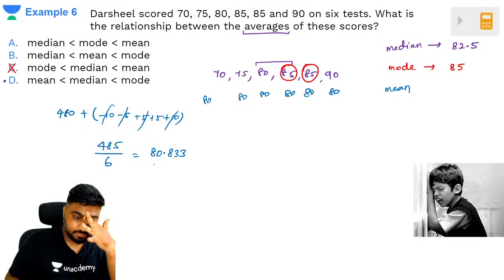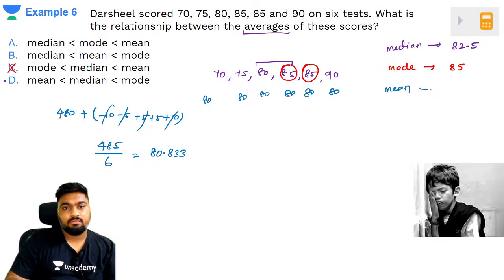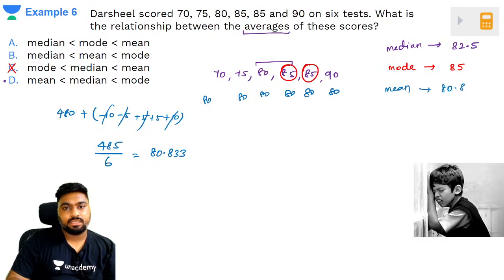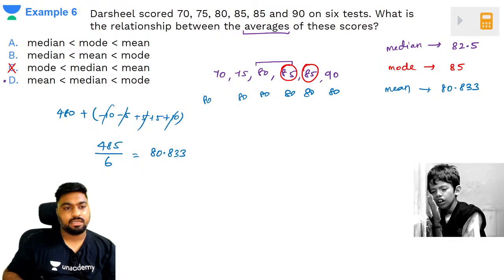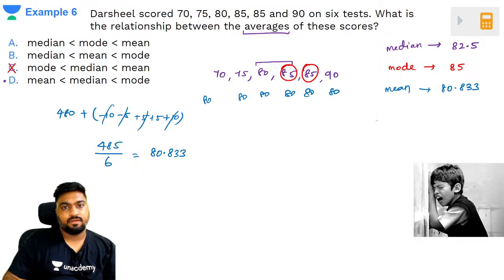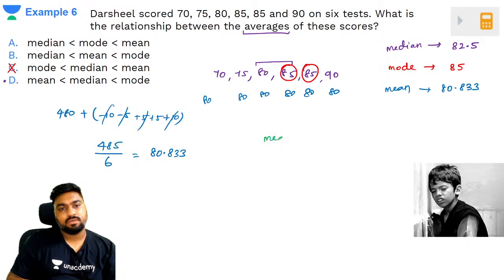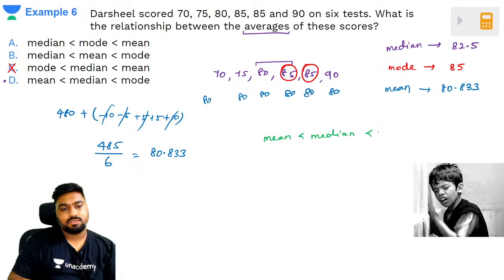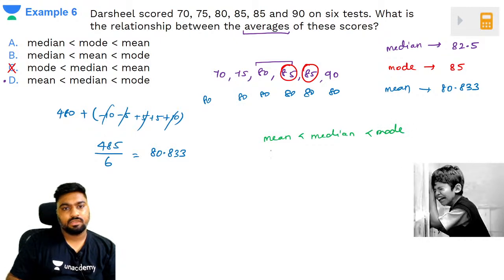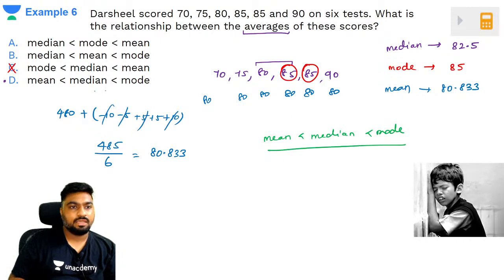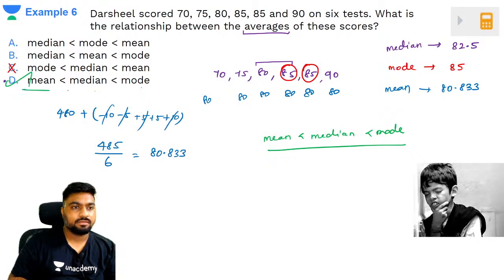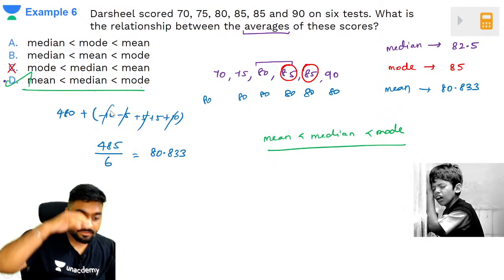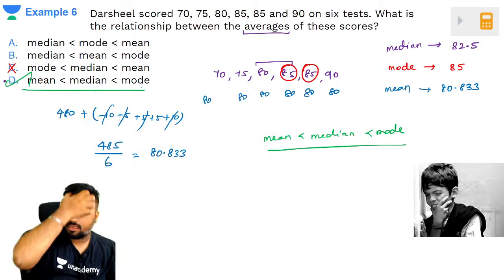Yes, so what is the mean? Mean's value is 80.833. So it is understood that the smallest value comes first, which is mean, then comes median, and then comes mode. Done. Mean, median, mode. This is our answer. Everybody?